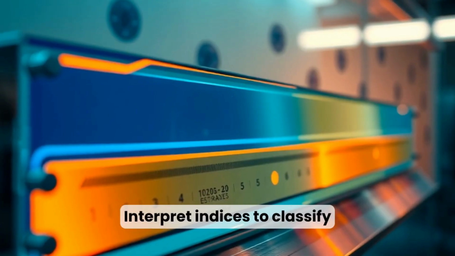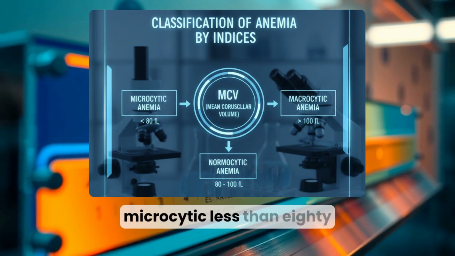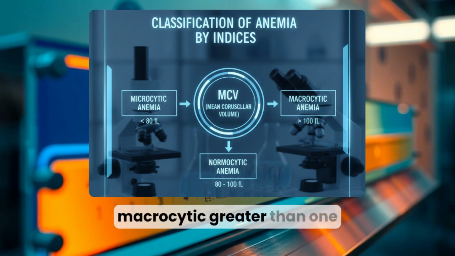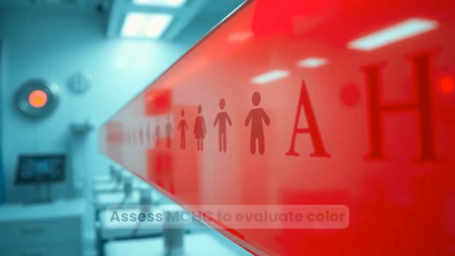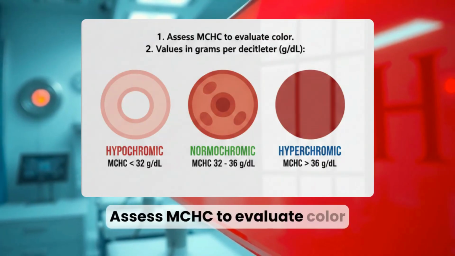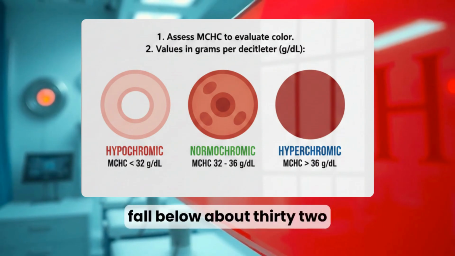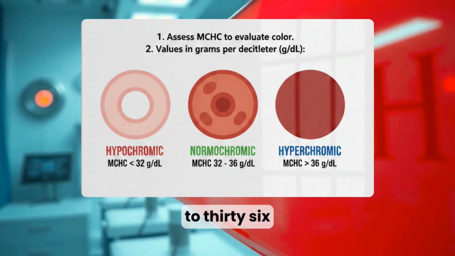Interpret indices to classify anemia. Use MCV thresholds. Microcytic is less than 80 femtoliters. Normocytic is 80 to 100 femtoliters. Macrocytic is greater than 100 femtoliters. Assess MCHC to evaluate color. Hypochromic values typically fall below about 32 grams per deciliter, normochromic around 32 to 36.